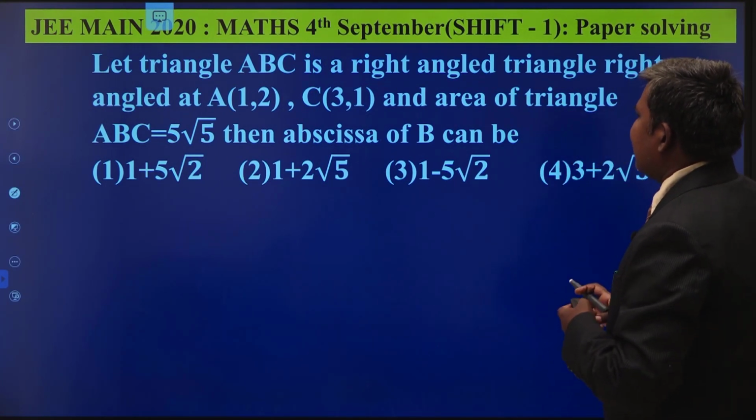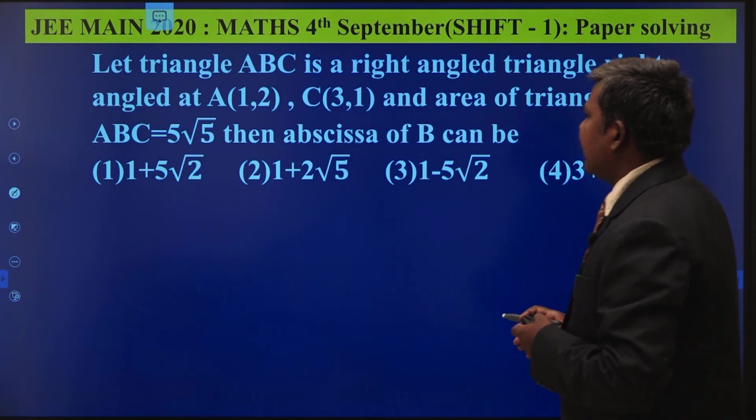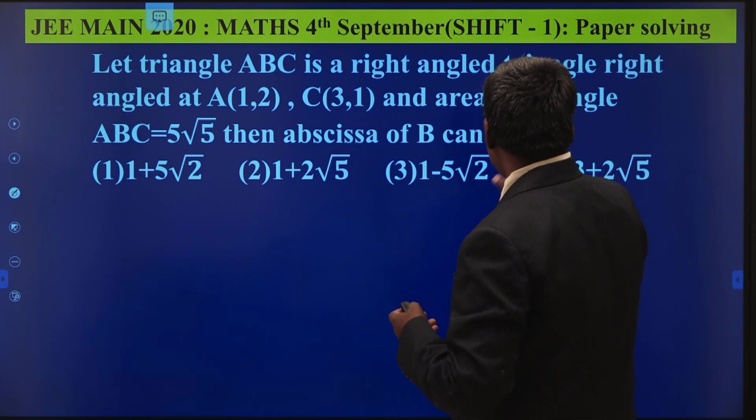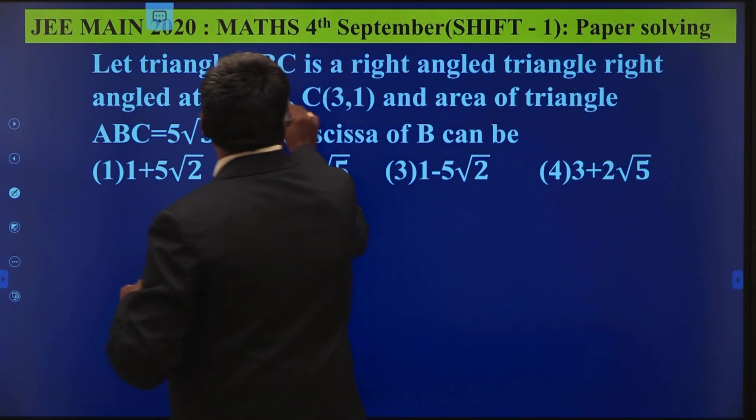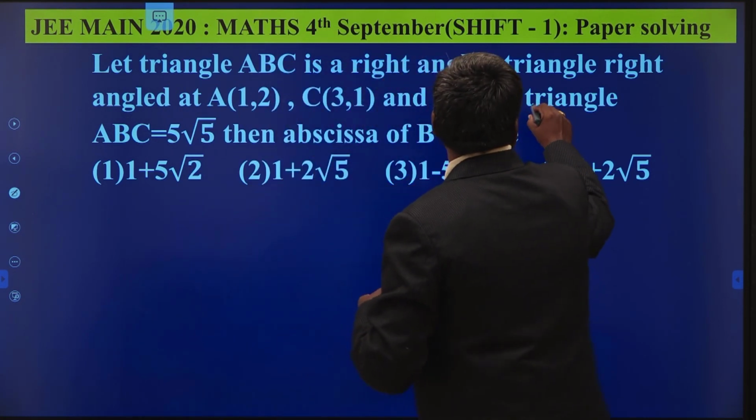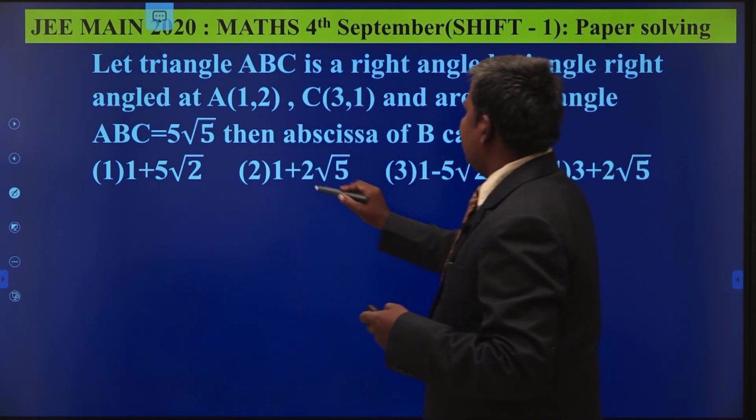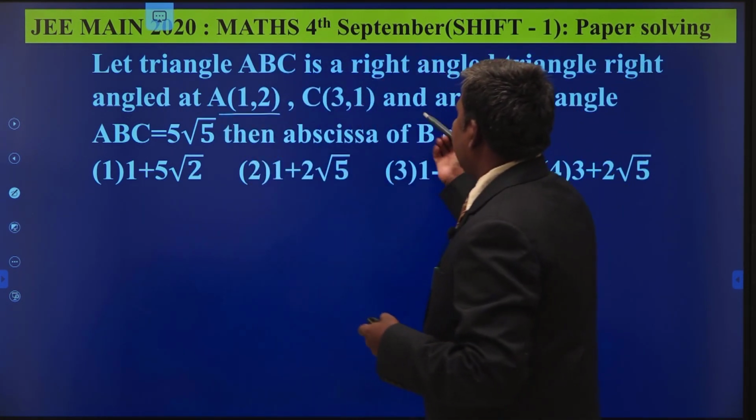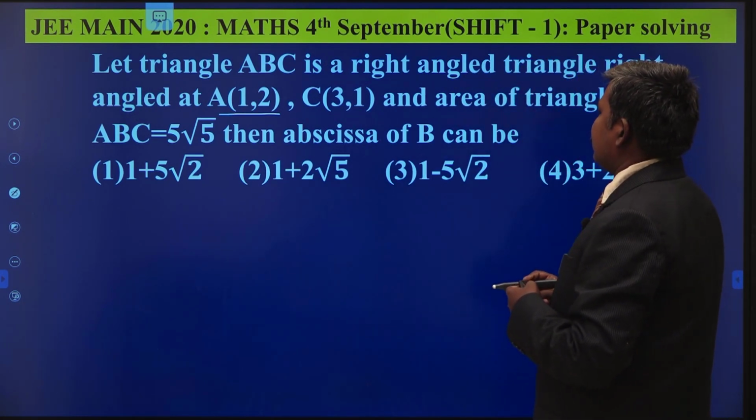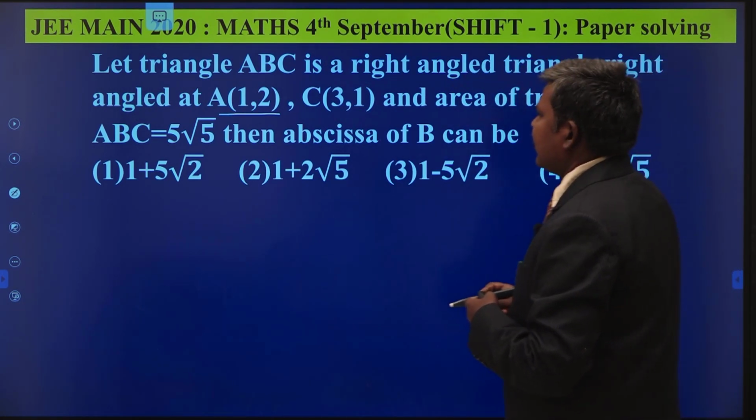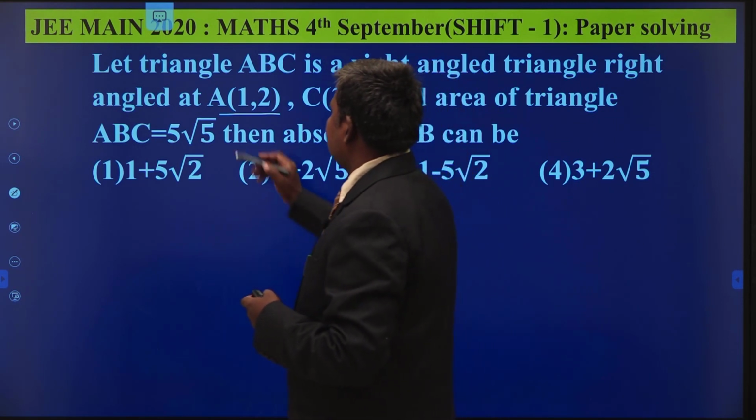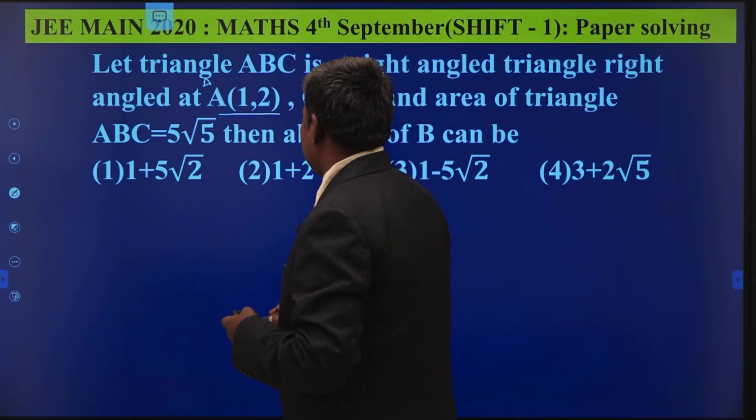So this is the right angle triangle, right angled at the point at what? Let ABC is a right angle triangle, right angled at A. A is 1 comma 2, C is 3 comma 1. The area of the triangle ABC is 5 root 5. Right angled at A is given to you.